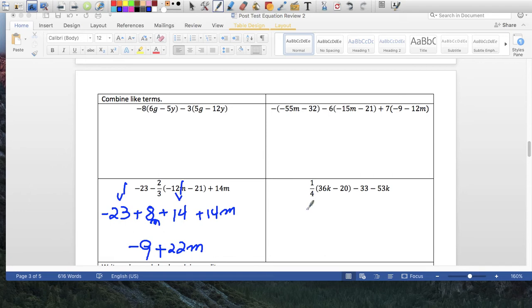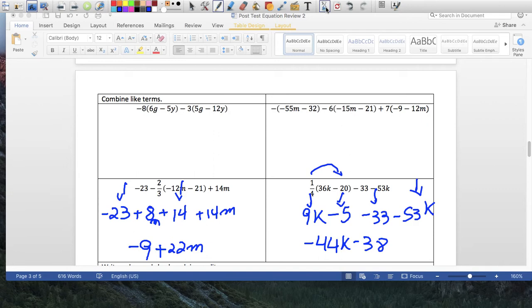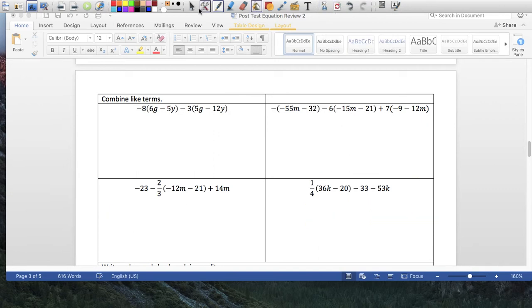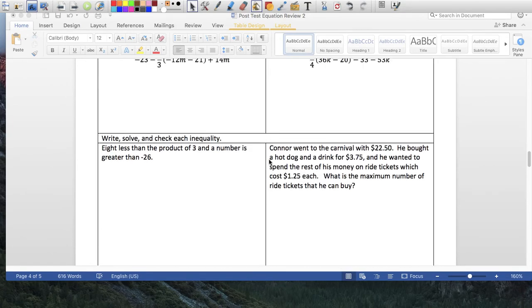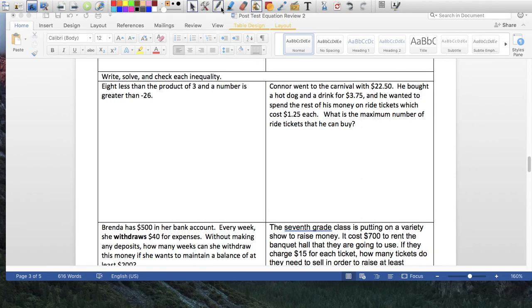Next one I have this, which is 1/4 of 36 is just 9. Okay, positive. 1/4 times negative 20 is going to be negative, and that's going to be 5. And then minus 33 and minus 53, okay. So combine like terms, positive 9 and negative 53 is going to give you negative 44k. And then negative 5 minus negative 5 is going to give you negative 38.